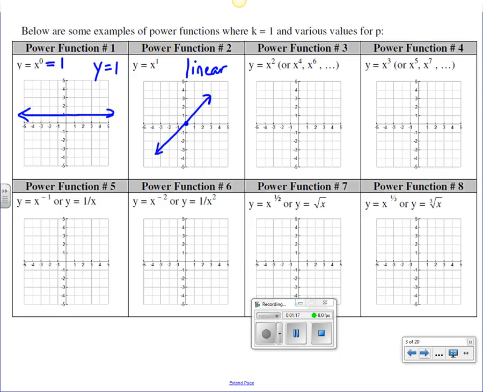This one, y equals x squared, is a parabola. So we talked about this last week. It's going to be a u. And y equals x to the third is a cubic. Looks like that.